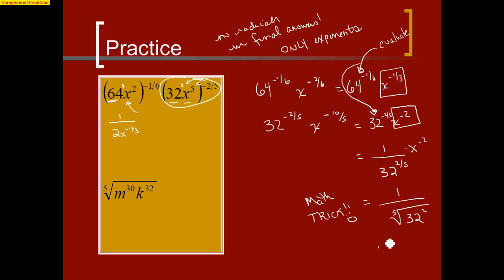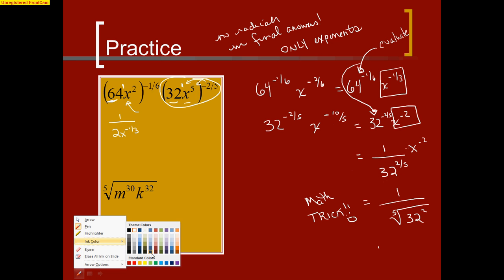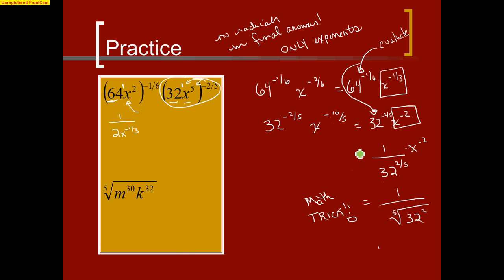Do you agree that I could, over here, rewrite this as 1 over 32 squared to the 1/5? Remember I talked to you about using properties backwards? This is really 2 times 1/5, isn't it? So I just wrote it that way.